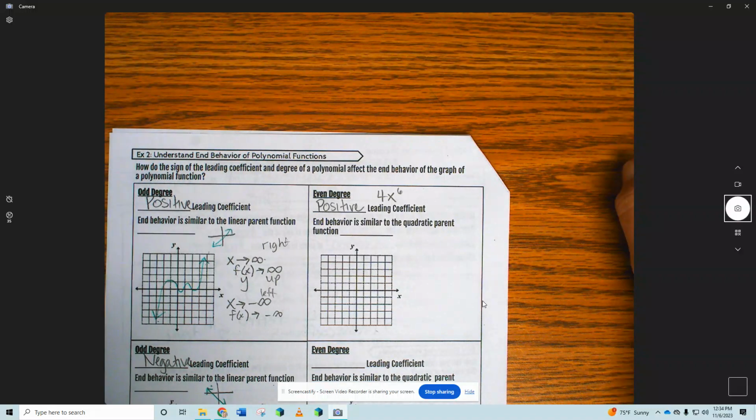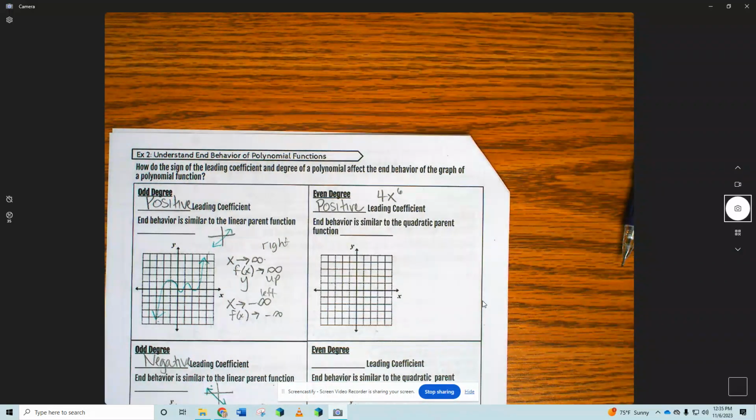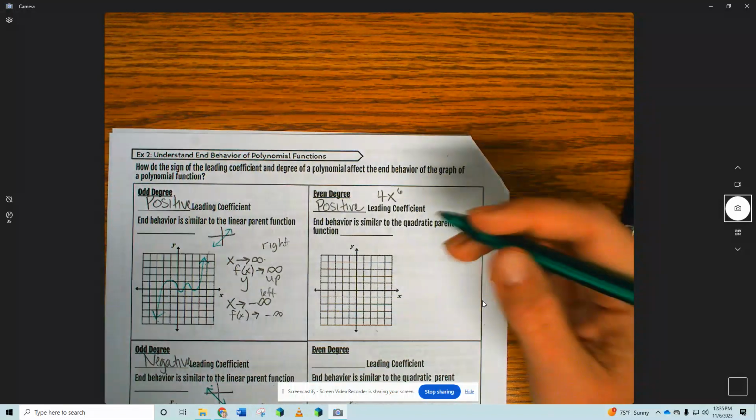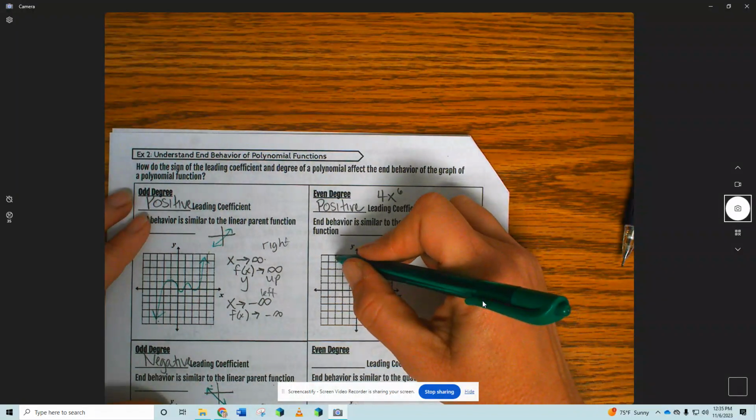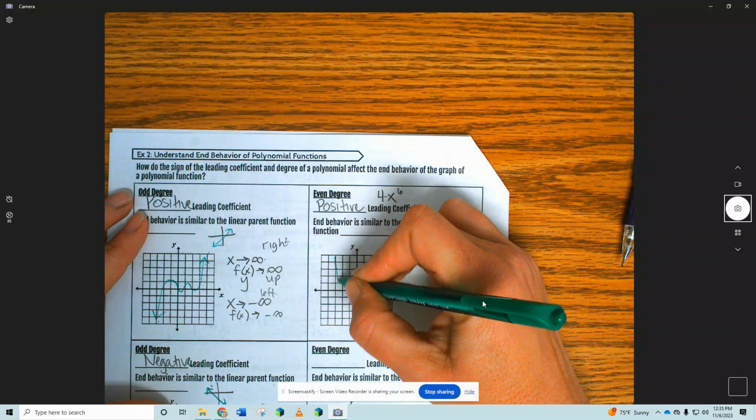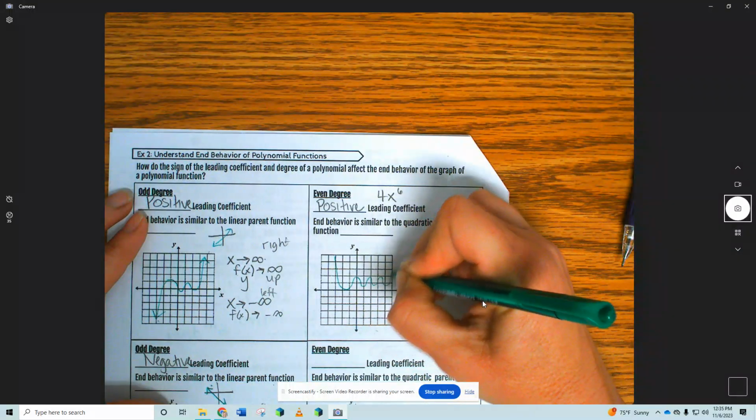Even, guys, same direction. Up, up, down, down. Even. Up, up: x squared, x to the fourth, x to the sixth, x to the eighth. Negative x squared, negative x to the fourth, negative x to the sixth, negative x to the eighth: down, down, up, up. So something like, I could even do just a parabola or tons of wigglies in the middle. Whatever.